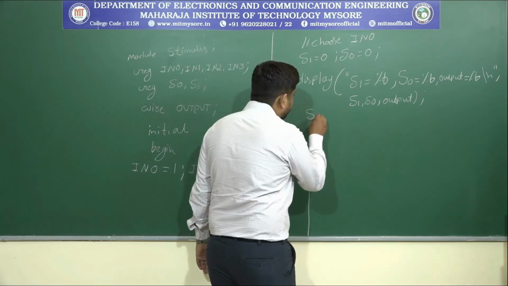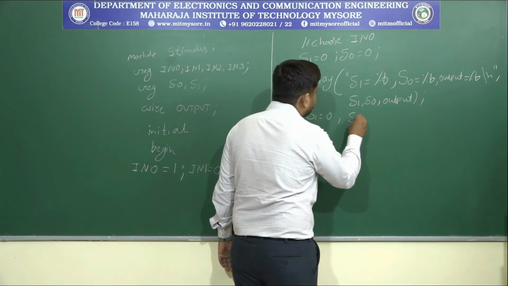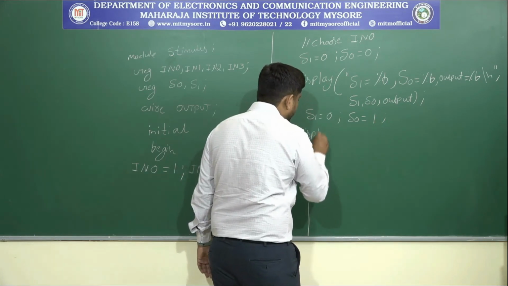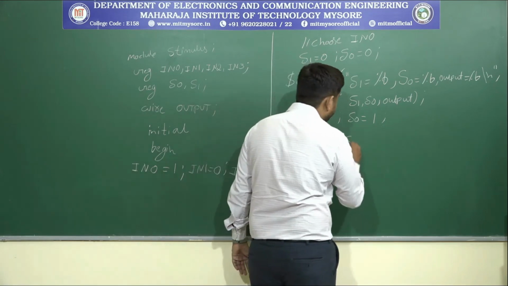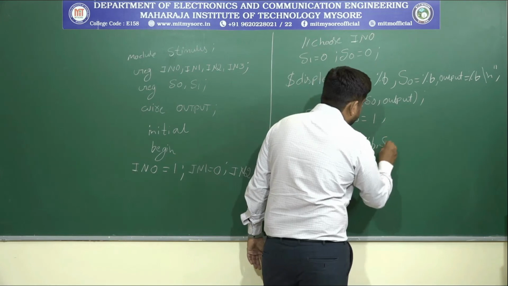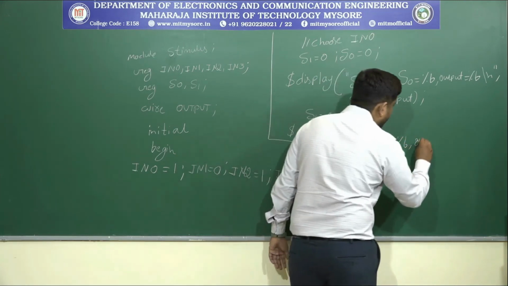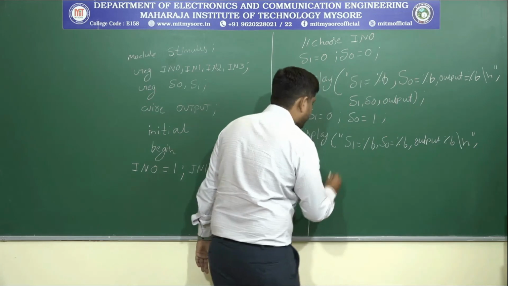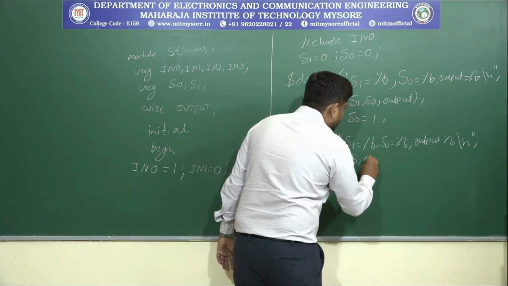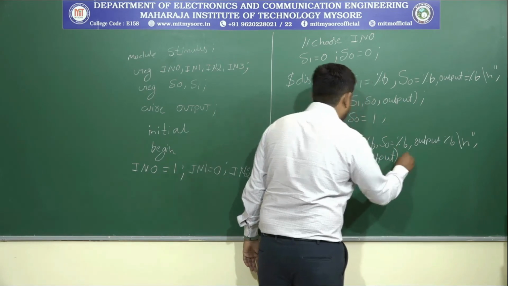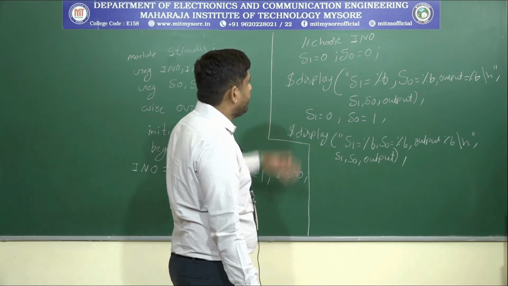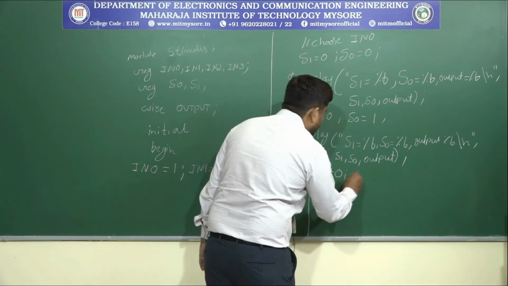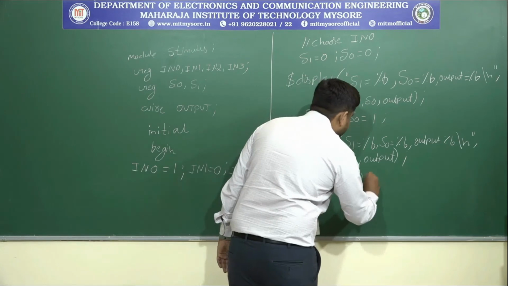It can be written as S1 is equal to 0, then S0 is equal to 1. So it indicates $display, then S1 is equal to %b, then S0 is equal to %b, then output %b \n, then S1, S0, output. Then after that you again have to display two more data, that is IN0 and IN1. So next we have to display S1 is equal to 1, S0 is equal to 0.